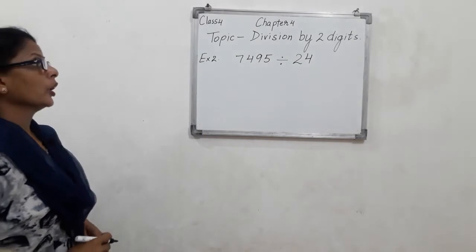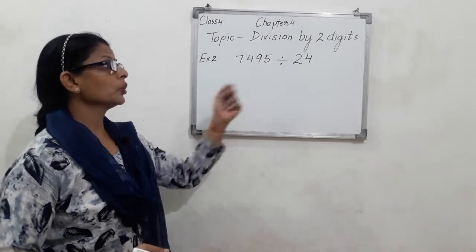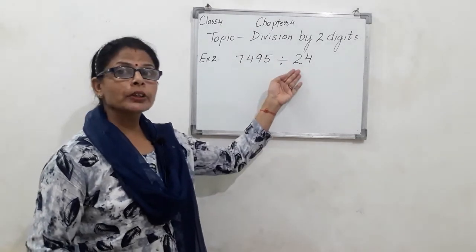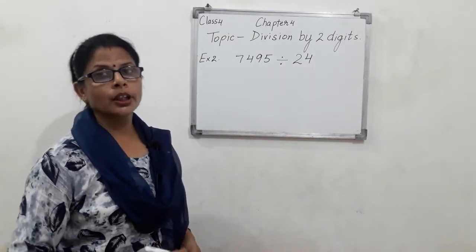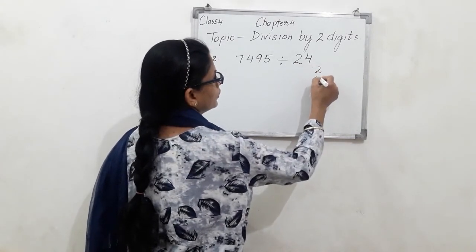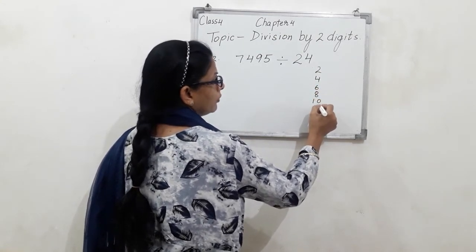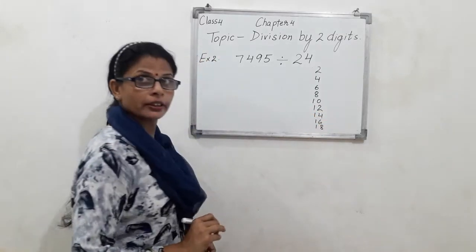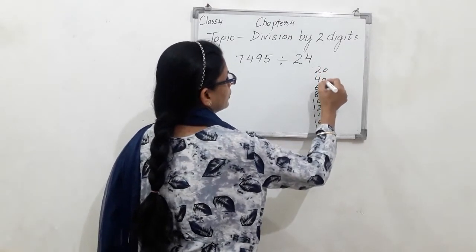Right? Now suppose we don't know the 24 table. So what do we have to do? First we have to write the 20 table and add the 4 table to it. All of you know the 2 table. How to make the 2 table, right? 2, 4, 6, 8, 10, 12, 14, 16, 18 and 20. This is the 2 table. If we add 0 to it, what does it become?